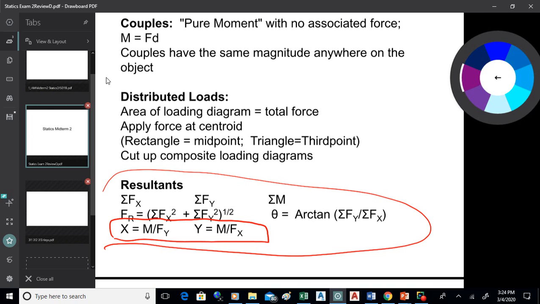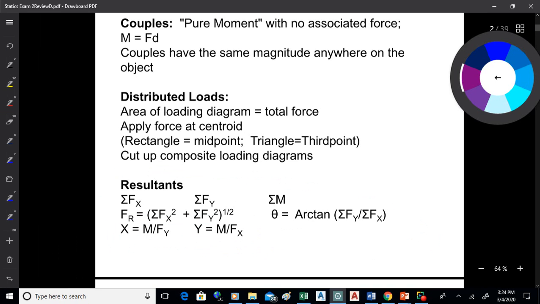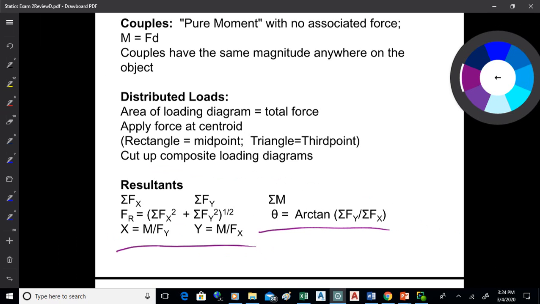Okay, resultants. What you do is sum up forces in the x and the y, and sum the moments. The resultant force is found by the theorem of Pythagoras. The angle is found using an arctan. You can also find an offset distance. The resultant is the action, what you're doing to something. That's what the resultant is.